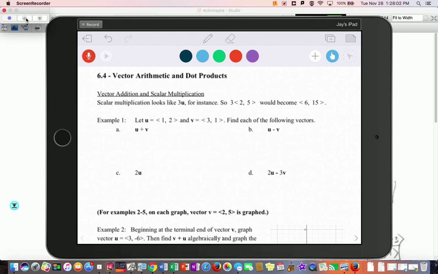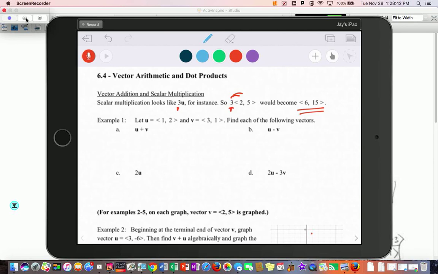The 6.4 lecture deals with vector arithmetic and what is called the dot product. So we'll just get into it. One of the things you have to understand, there's a vocabulary word called scalar and scalar multiplication. Basically what it's telling you is that the scalar is 3. And so if you had a vector, you put the 3 in front of the vector, and it's similar to the distributive property. If you take 3 times 2 and 3 times 5, you get 6 and 15. So nothing super new, but just be aware of that.